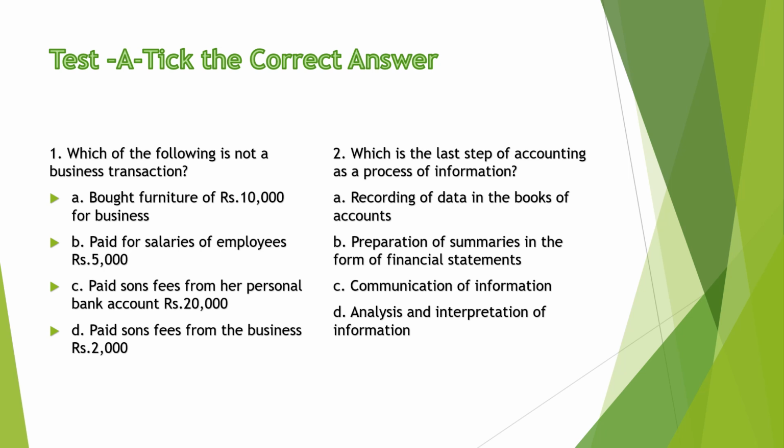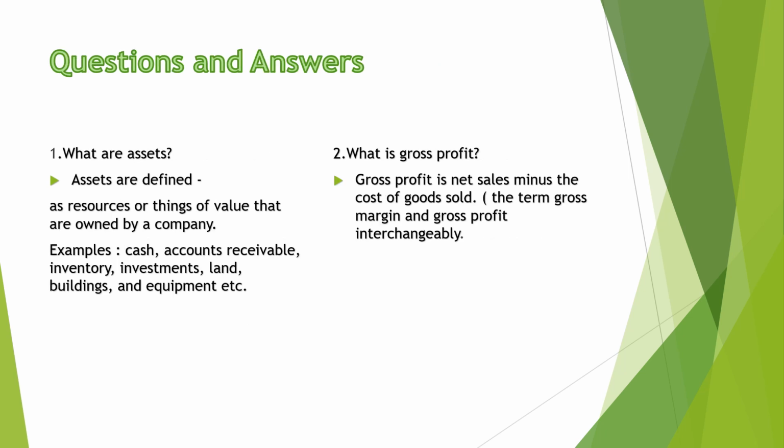So test yourself. Next term, what are assets? Assets are defined as resources or things of value owned by the company. Examples: cash, bank, plant, machinery, furniture, fixtures, etc. What is gross profit? Net sale minus cost of goods sold is gross profit.